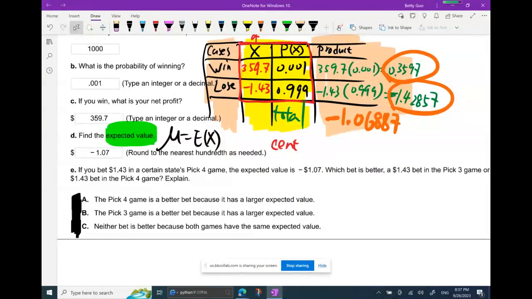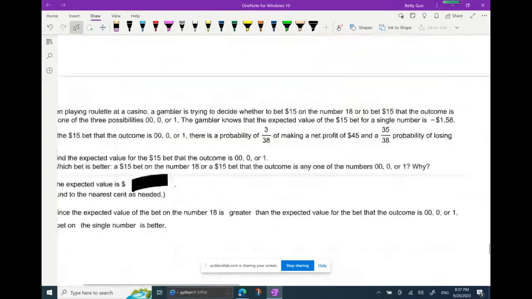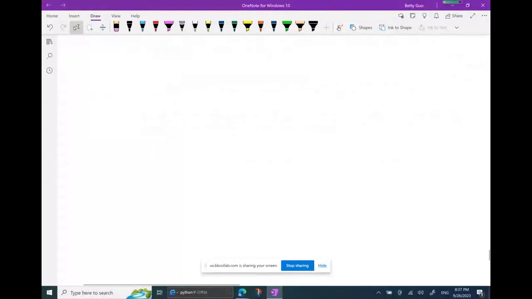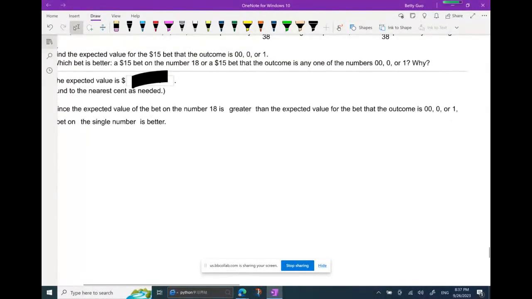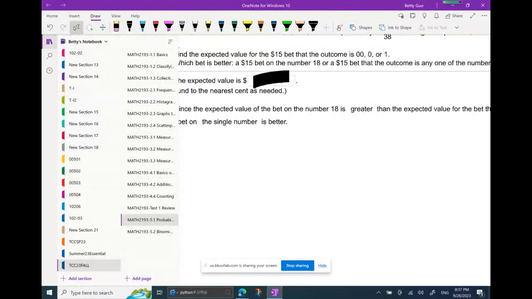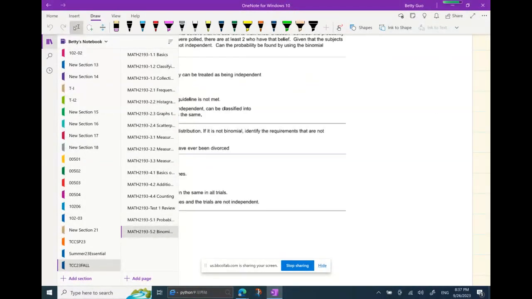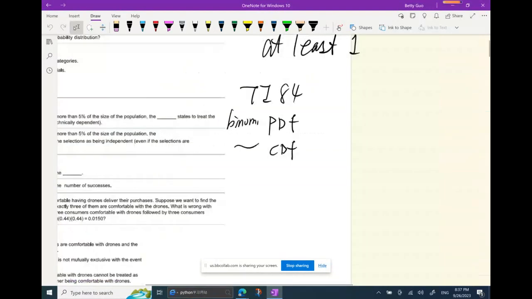Okay, we only have 13 minutes for the second session. Let me make sure we are good with this section. I think we're good with this section. So let's move to the next section. Binomial, 5.2. Okay.